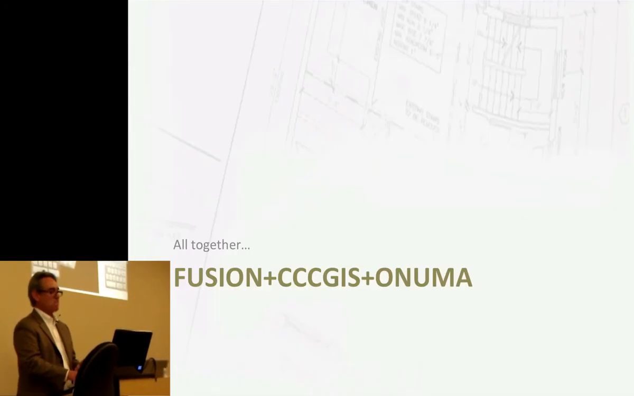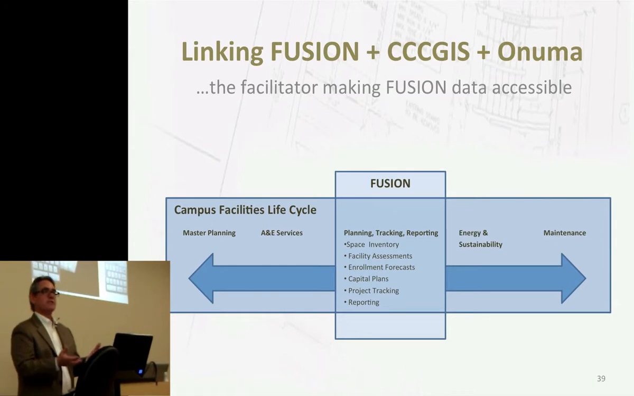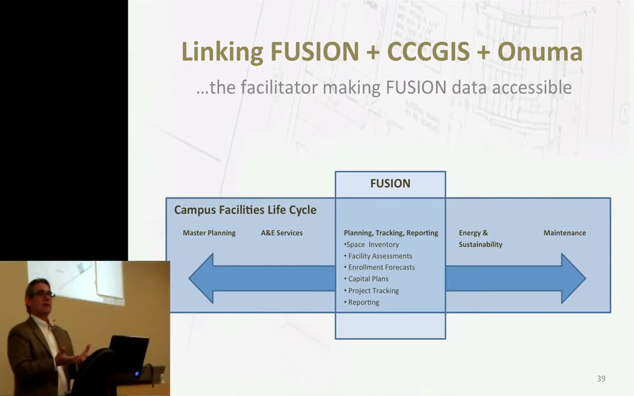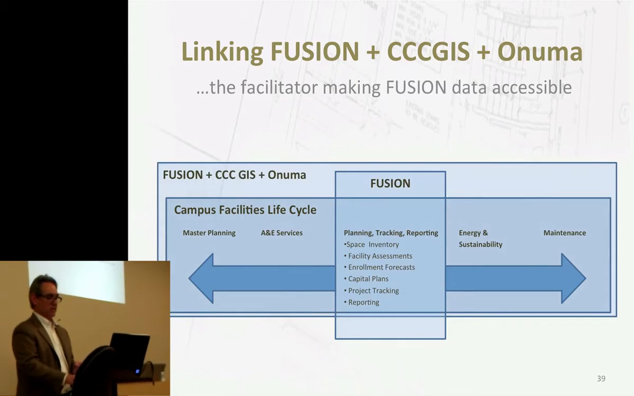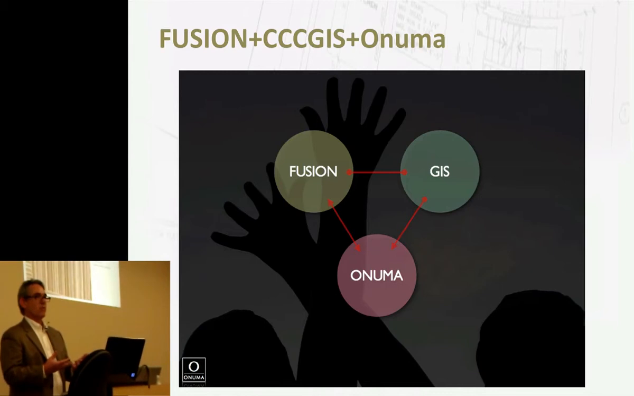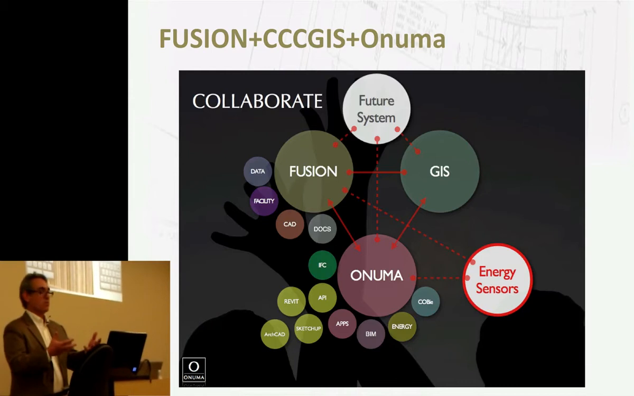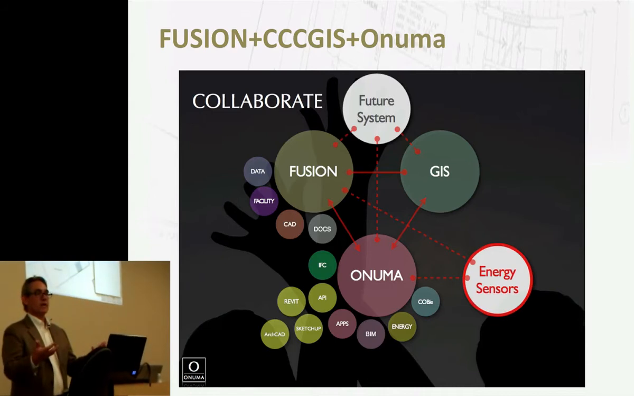So altogether, if you think of the Fusion GIS Onuma platform and the Fusion data against the life cycle, this collaborative platform we've created is a facilitator, a wrapper around the life cycle and the data that makes that data available across the entire life cycle. And we are able to take those three independently running platforms, but create this collaborative platform that then opens the door for many other data sets, software applications, vendors, service providers to link into and provide the districts a whole range of activities that would otherwise be more difficult for them to manage.